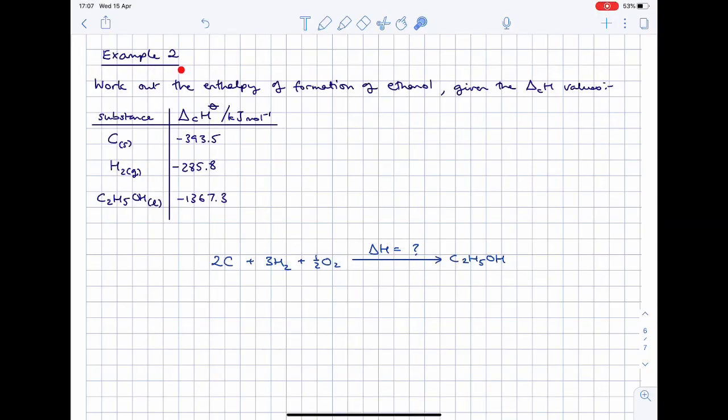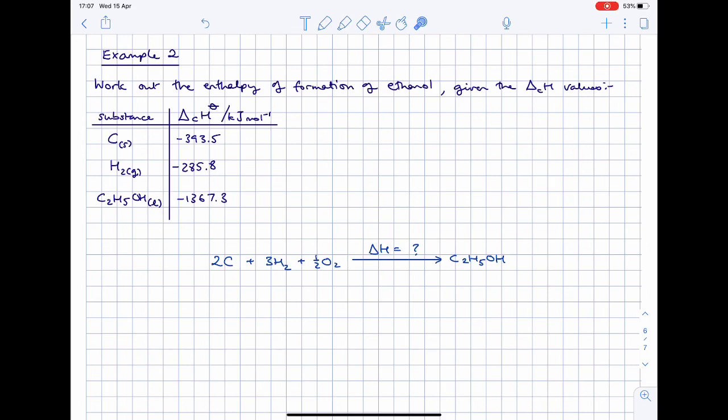So here's another example where we're given enthalpy of combustion values for different substances, and we've got to work out an enthalpy change of a reaction. In this case, it happens to be an enthalpy of formation, but that's irrelevant. It doesn't really matter whether this is an enthalpy of formation, an enthalpy of neutralization, or any other reaction. The method is the same.